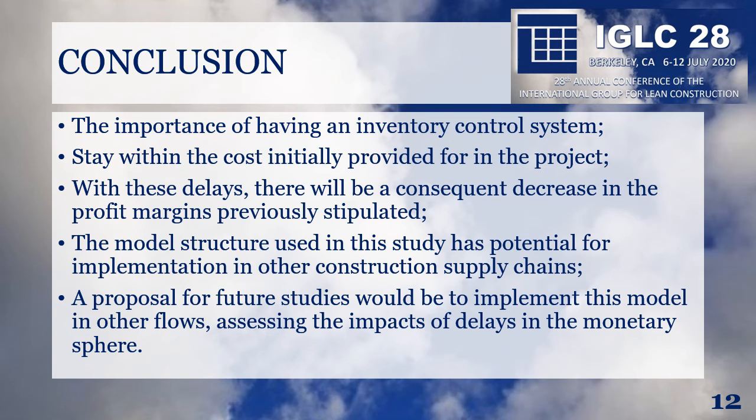Such findings demonstrate the importance of having an inventory control system, which would allow for the ordering of materials in advance, before they are finished, and of having a control and evaluation system for suppliers, which would guarantee on-time deliveries, thus minimizing impacts and losses on the supply chain, increasing the efficiency of the system. Applying such controls, it will be possible to stay within the costs initially provided for in the project.